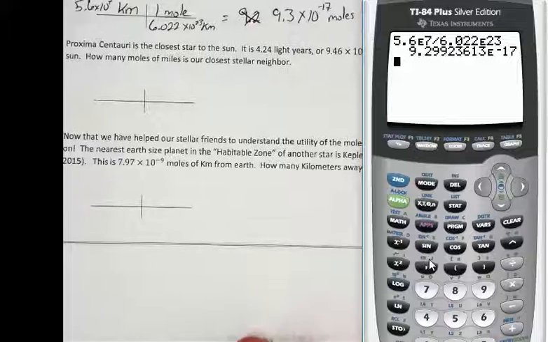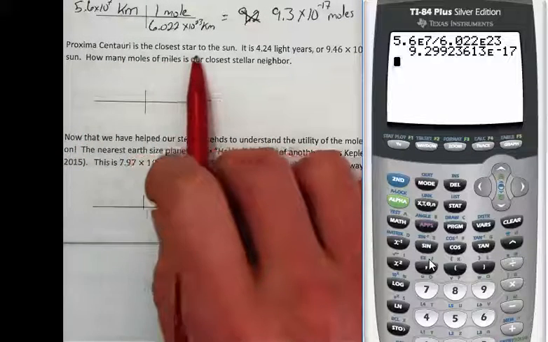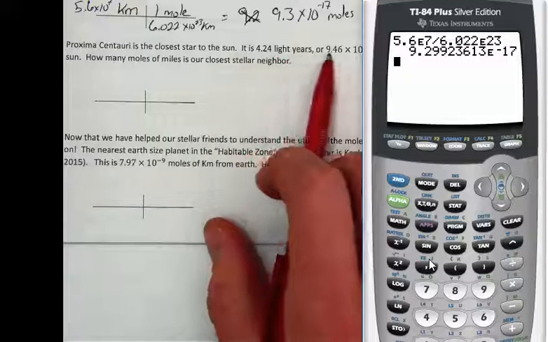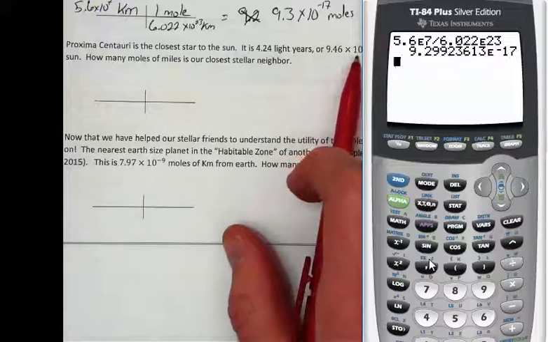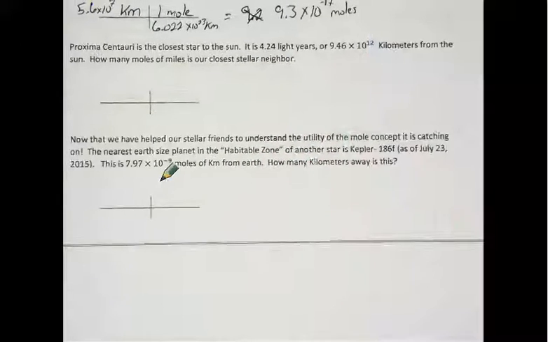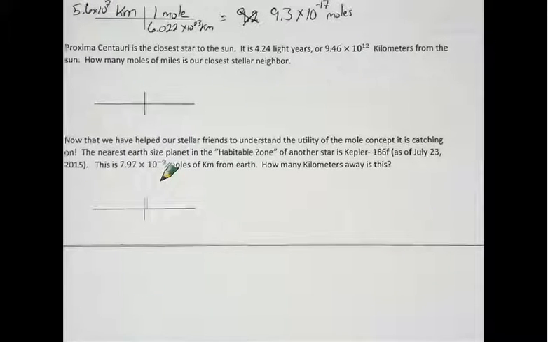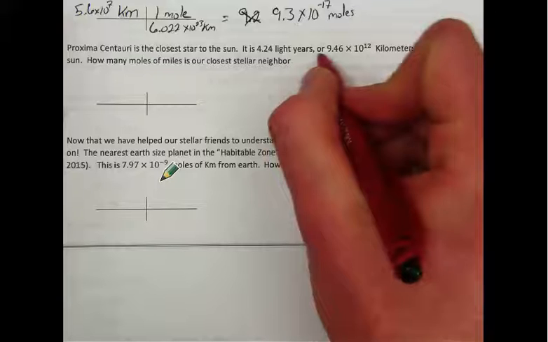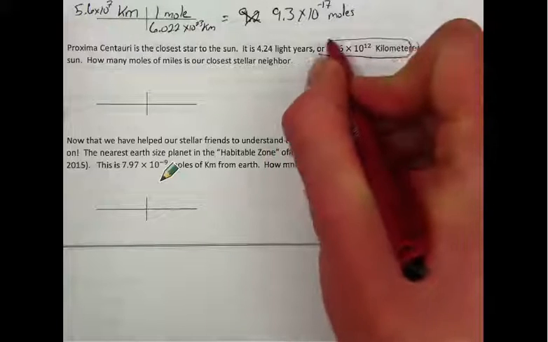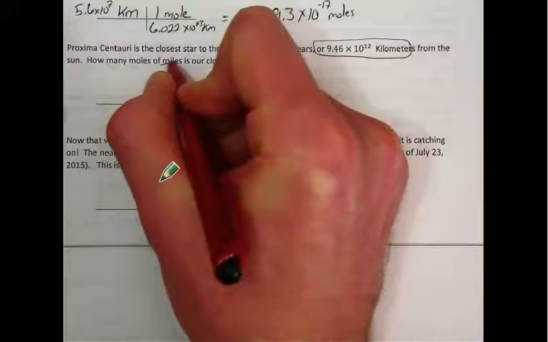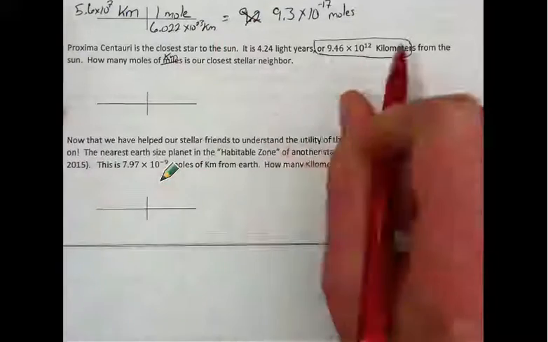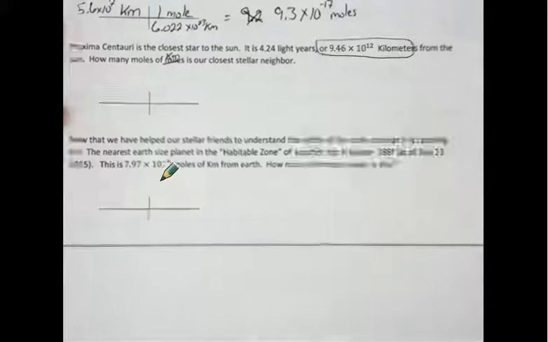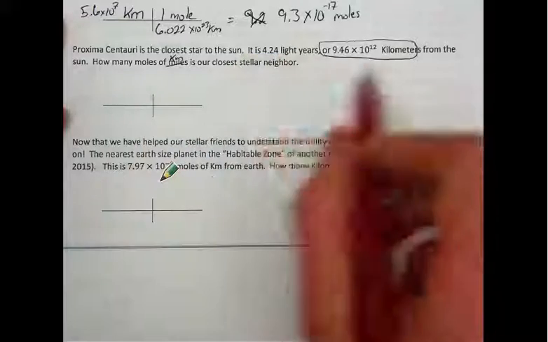So let's do another sample problem. We say that Proxima Centauri is the closest star to our Sun. This is 4.24 light years, or 9.46 times 10 to the 12th kilometers from the Sun. How many moles of miles is our closest stellar neighbor? So again, we're given, this should read moles of kilometers. Whoops. 9.46 times 10 to the 12 kilometers. How many moles of kilometers is our closest stellar neighbor?